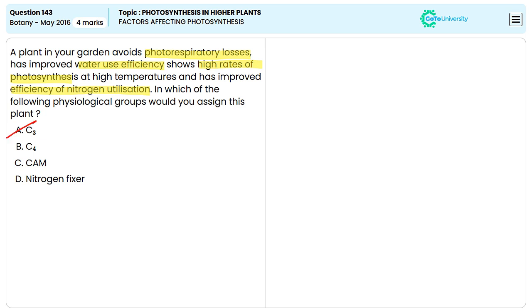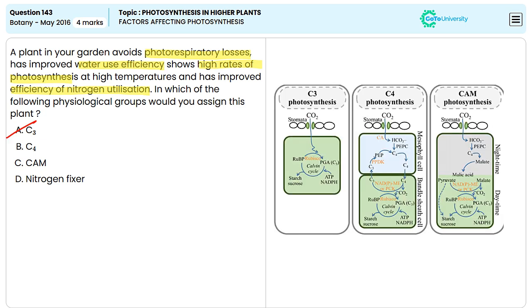Option A, C3 plants. C3 plants use the Calvin cycle, that is a C3 pathway, for carbon fixation, where the enzyme rubisco fixes carbon dioxide into a 3-carbon compound, and that is why it is named as C3. So this is the most common form of photosynthesis in plants.